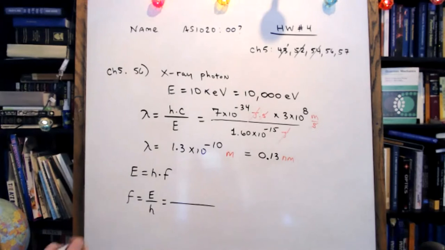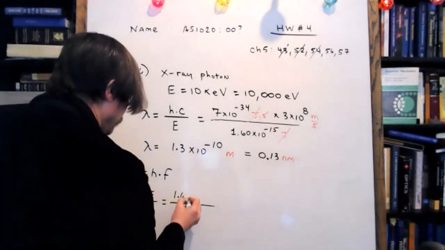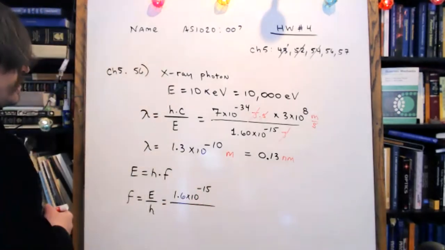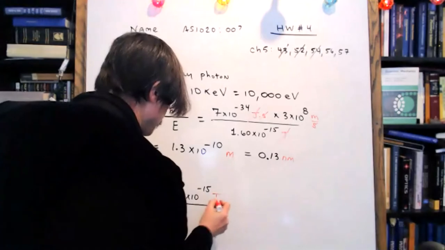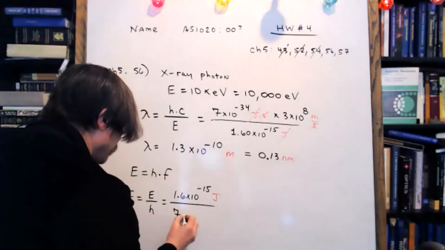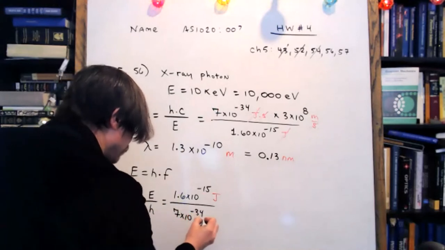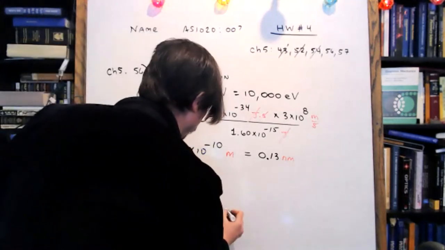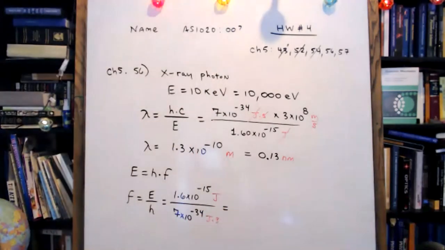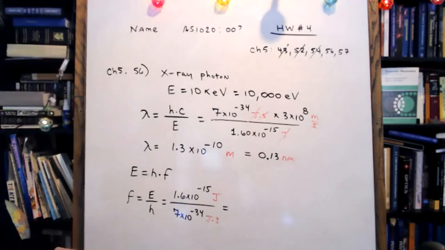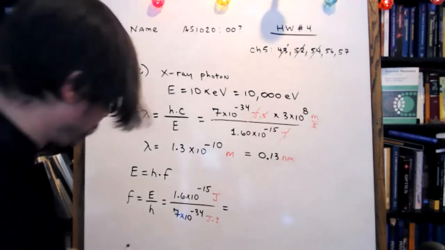So our MKS value was, I think, 1.6 times 10 to the minus 15 joules. And our H from up here is 7 times 10 to the minus 34 joules times seconds. And what's that leave us with? Punch them up. That's an S, by the way.